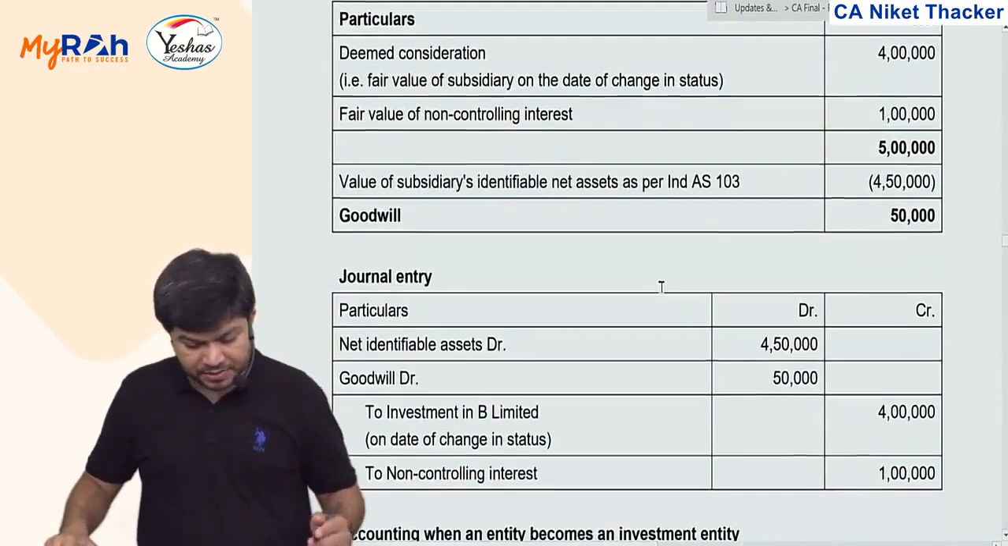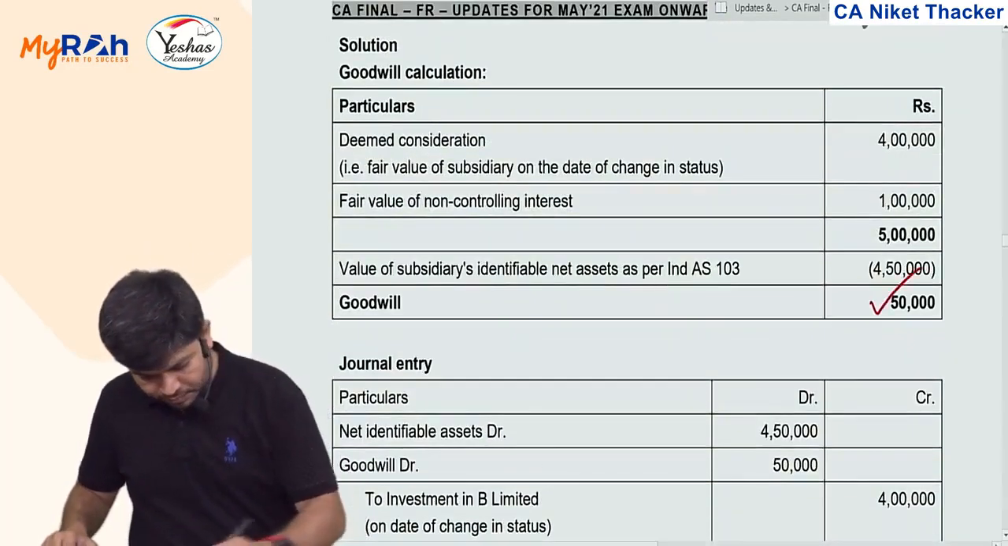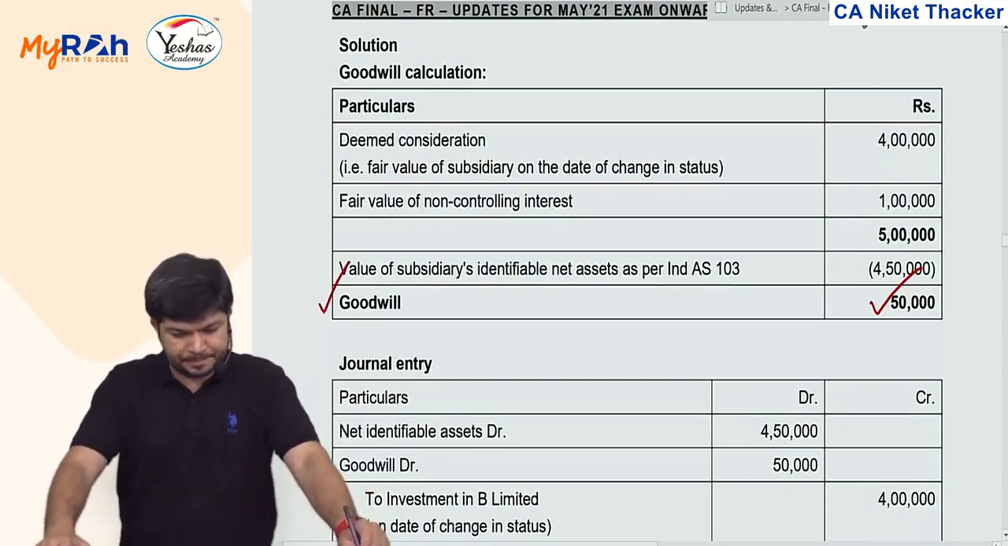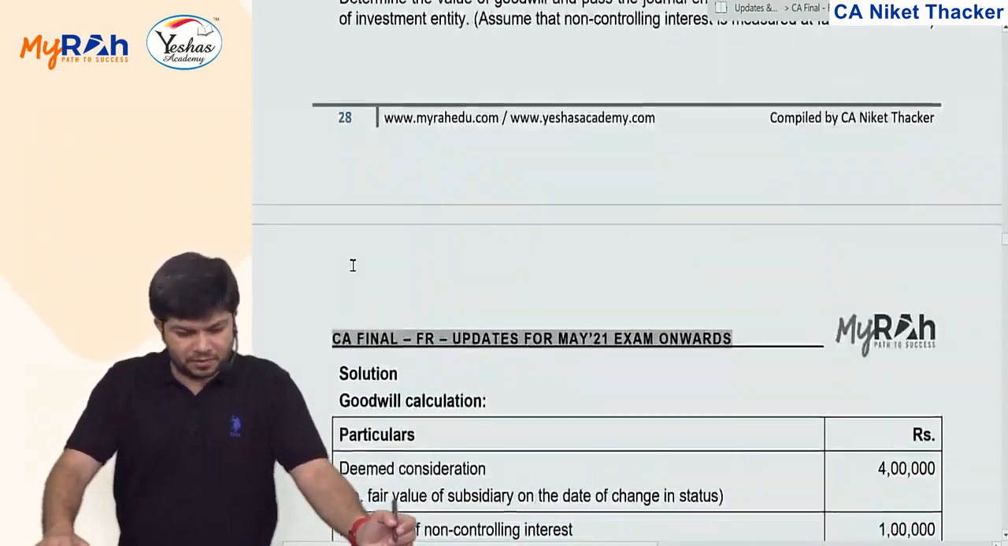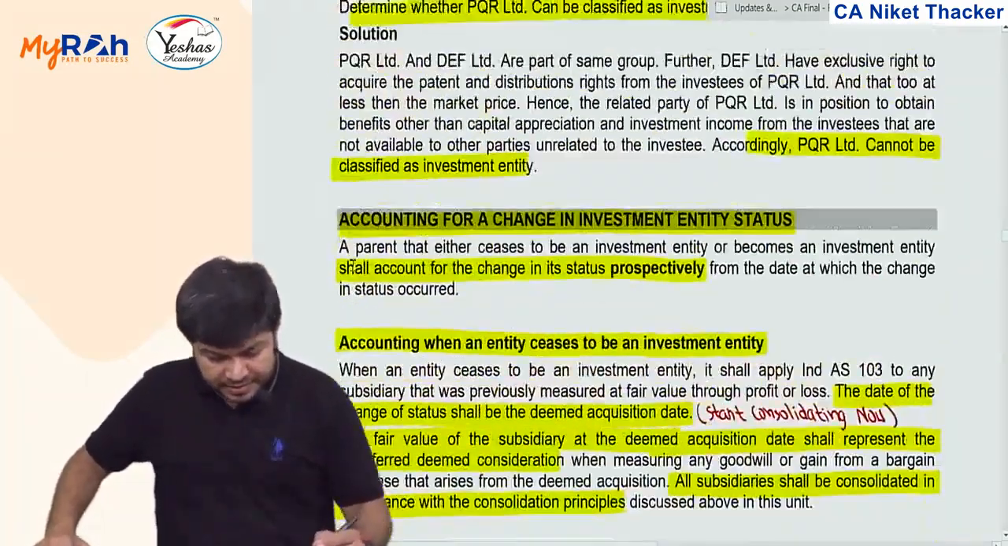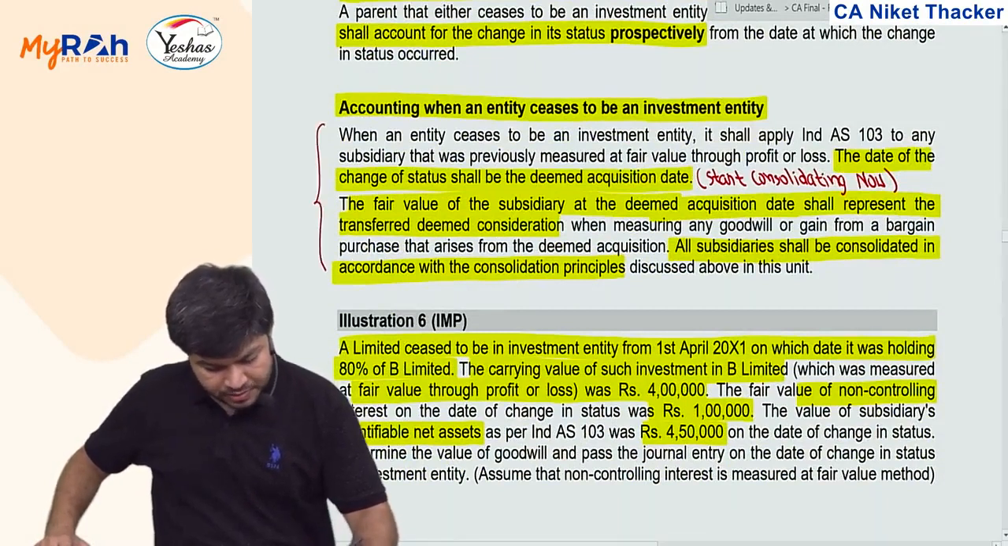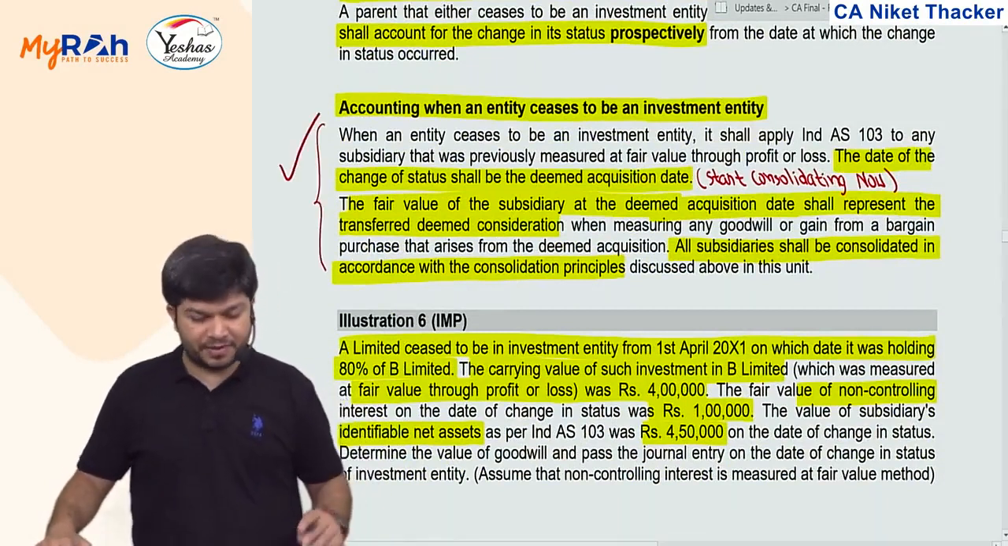50,000 will be coming as goodwill. Goodwill 50,000. हो गया. So just try to understand the theory. If someone is able to understand the theory properly, automatically things will be fine.